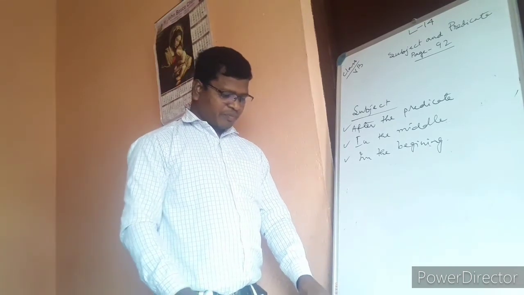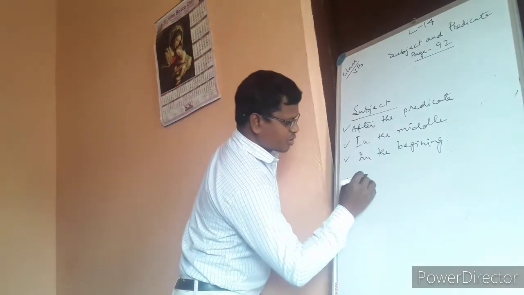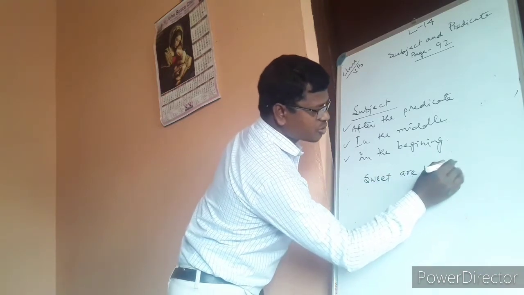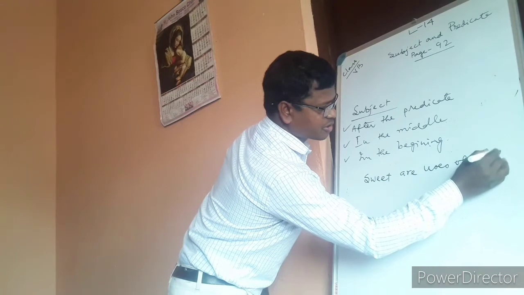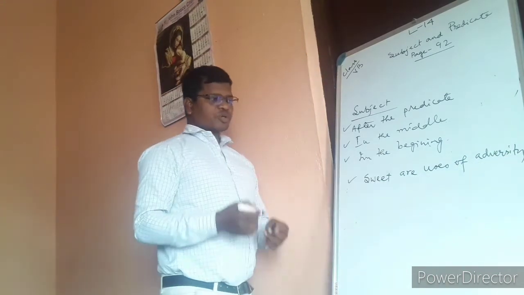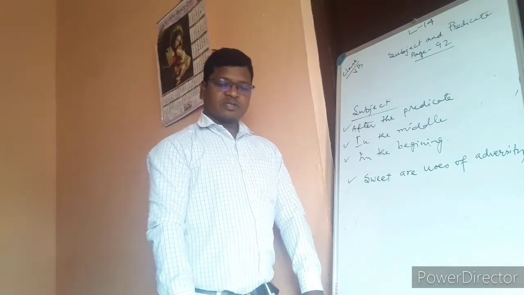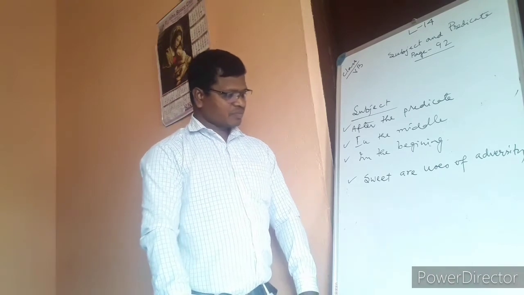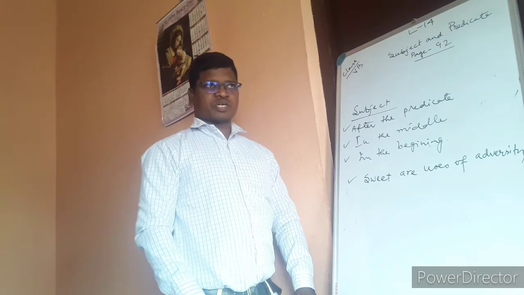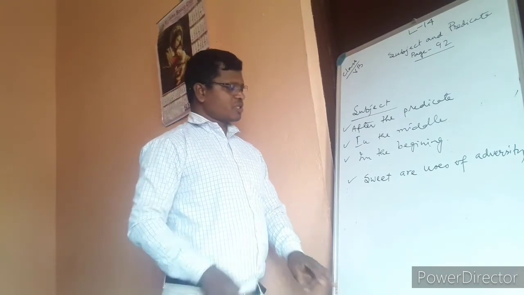So just remember, like, sweet are the uses of adversity. Suppose I say, sweet are the uses of adversity. Sweet are the uses of adversity. So in this sentence we see the subject is placed at the end. And next, in the interrogative sentence, what happens? The subject is generally left out.